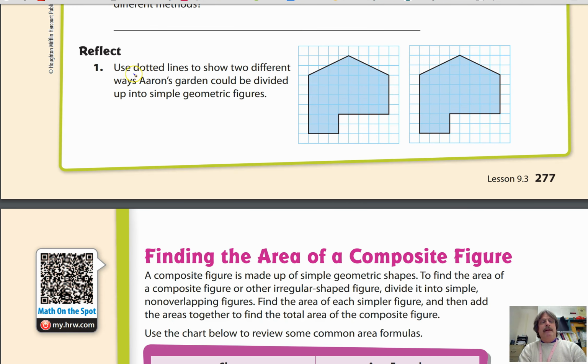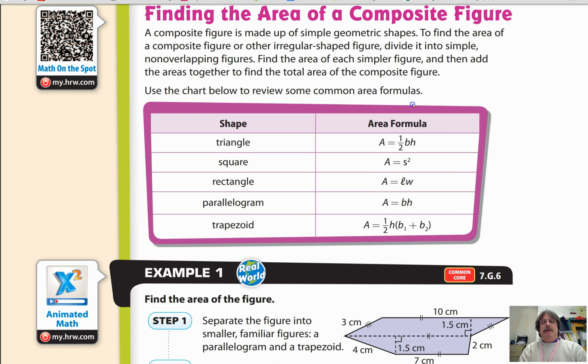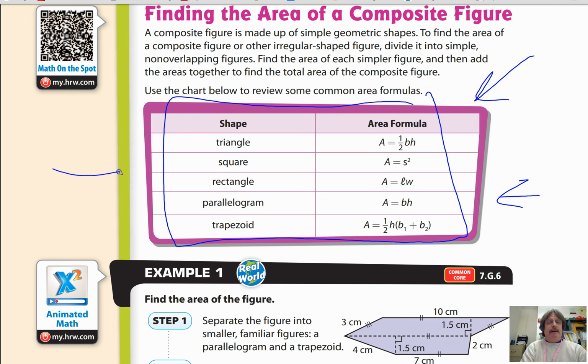Here in the reflect, they ask you to use dotted lines to show your different ways. So basically you're going to come up with different ways of what we did up above on how you could represent this in different shapes. On the next page, you want to take special attention to this here. Put big asterisks like we've done before.